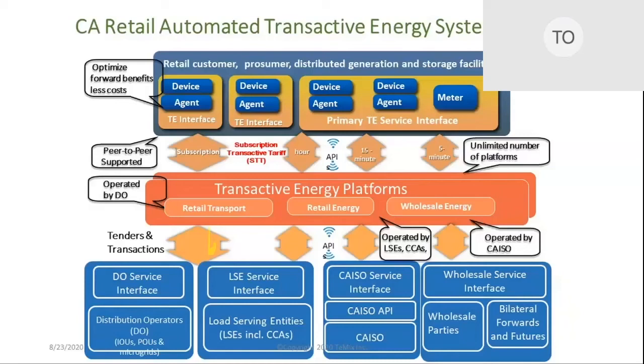So it's the retail customer having a smart agent that helps him schedule his storage devices, the charging of his car, or HVAC. At the bottom, there's optimization going on within the California ISO, et cetera. In the middle, the transactive energy platforms are primarily ledgers. They're ledgers that record the transactions and provide settlement functions and standard APIs to allow all the parties to interact.